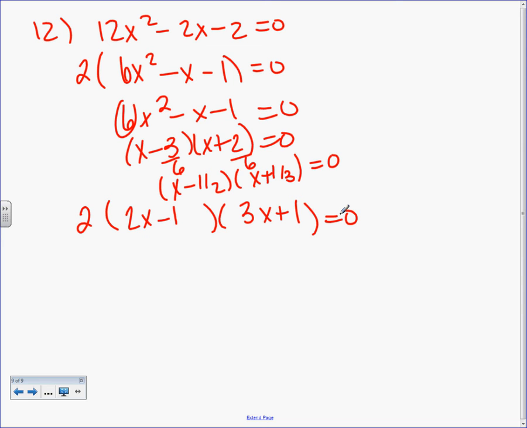Okay. So now we have to actually solve the thing, right? Whenever you have 2 or more things being multiplied, set equal to 0, you pull them apart, you set them equal to 0 separately. So 2 equals 0. 2x minus 1 equals 0. 3x plus 1 equals 0. I just pulled them all apart.